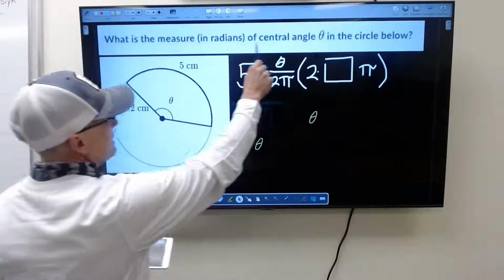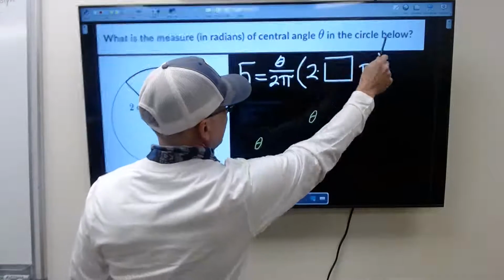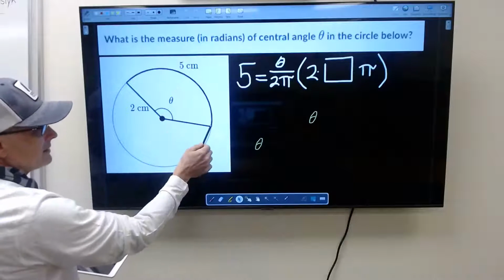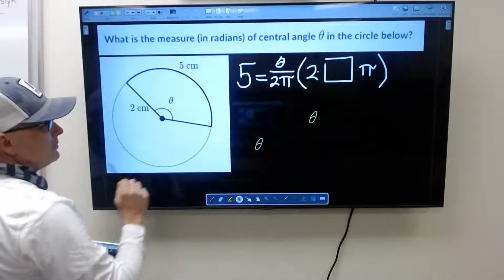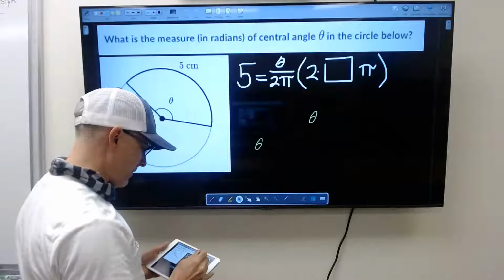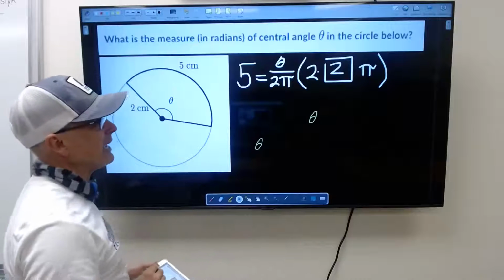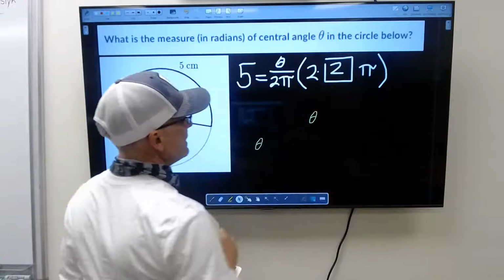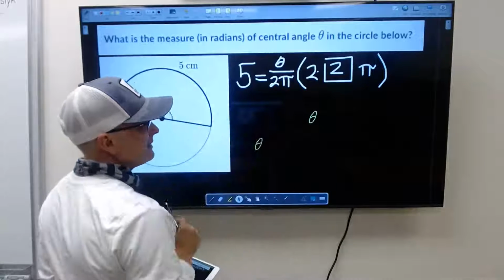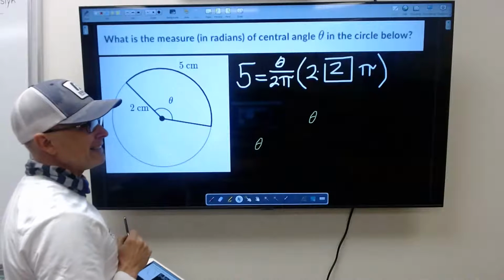What is the measure in radians of a central angle, theta, in the circle below? They've already given you the arc length, 5. We've been given the radius, 2. I wonder if I actually have that there. Oh, I do. Good. Look at that. Okay. We have the radius is 2. We know that theta would be divided by 2 pi.